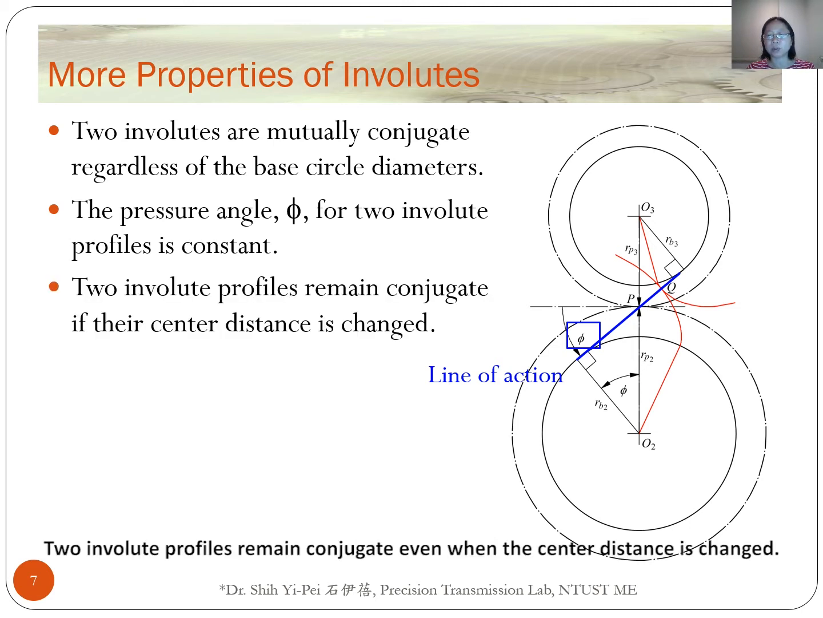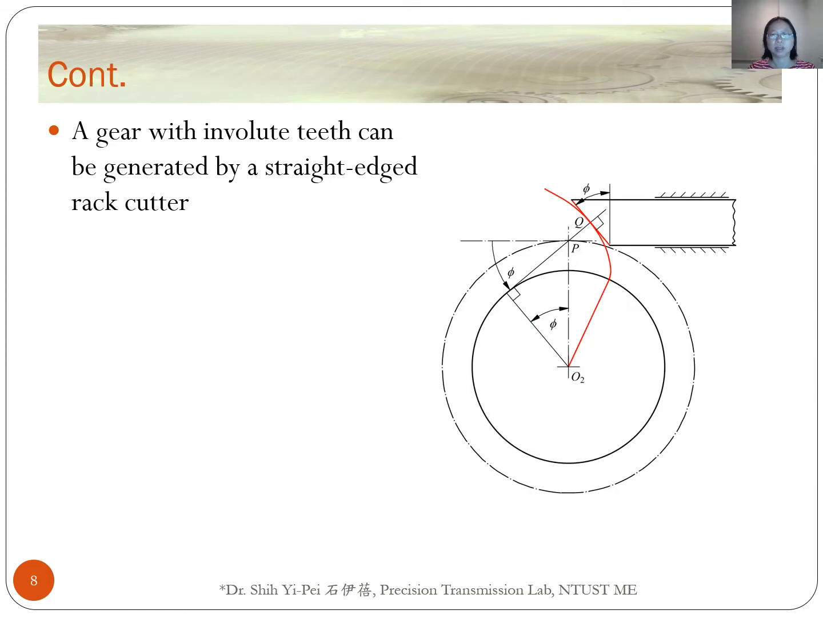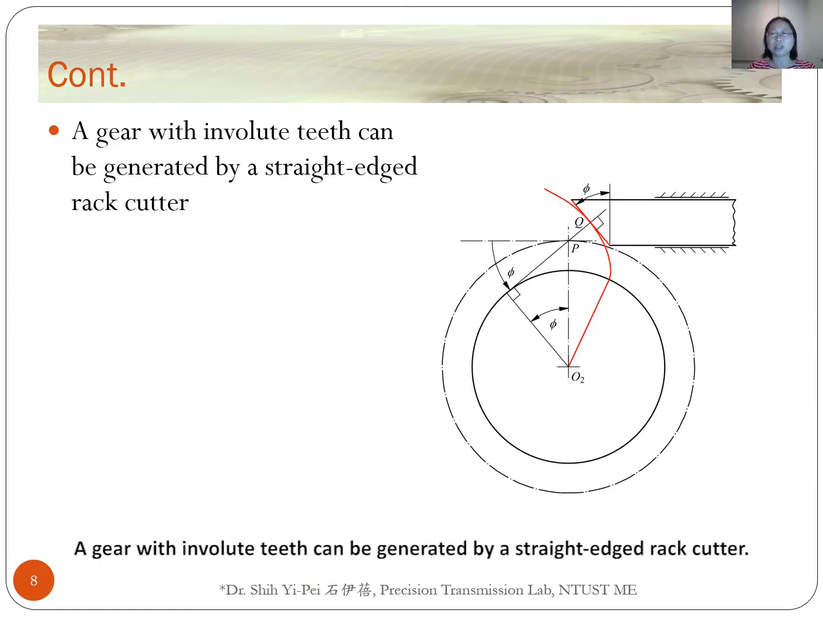Two involute profiles remain conjugate even when the center distance is changed, but their pressure angle will change. If the center distance increases, the pressure angle increases too. A gear with involute teeth can be generated by a straight-edged rake cutter, so the cutter profile is simple and easy to manufacture.